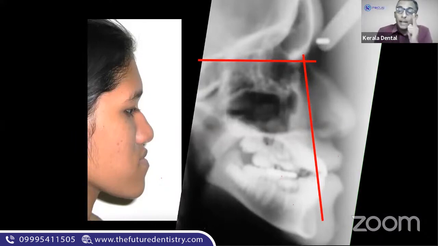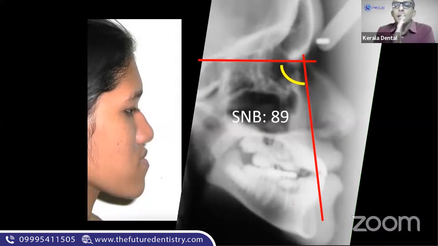I already covered that point. Normal value of SNB is 80. Perfect. No, Rahmat, not 90. 80. Yeah. And look at this particular patient. It's 89. A definite increase in the mandibular positioning. 89 degrees. What do you call a typical Class 3.